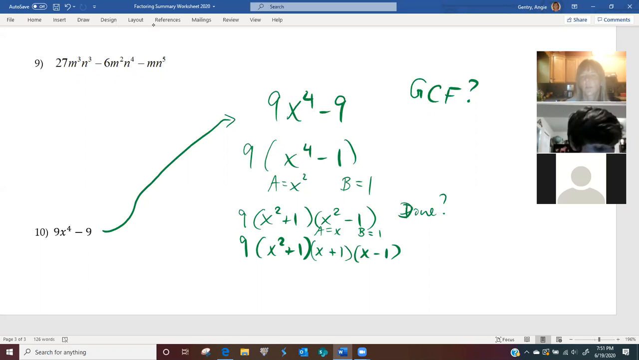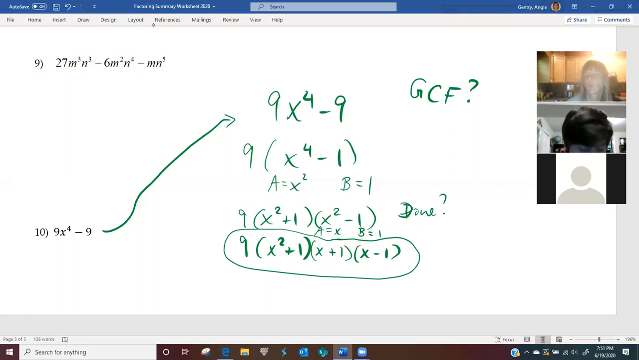And then you look at it and say, am I done? Well, is this a difference of something squared? No. And so this is your final answer. See, factored completely. That's the key word, that everything should be factored completely, not just factored.